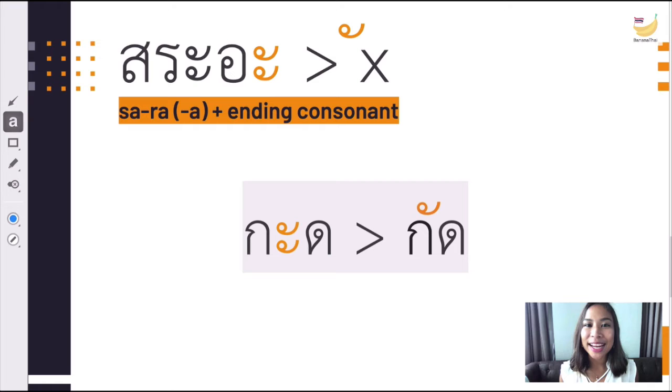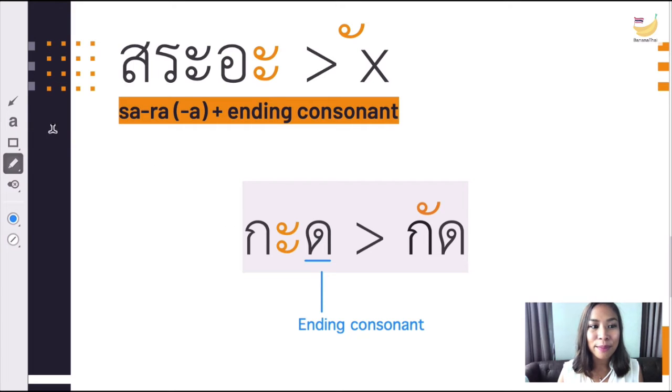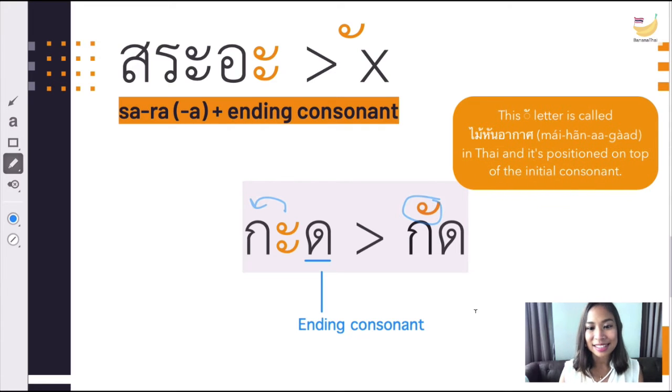However, in Thai language, a vowel can change its form, especially when there is an ending consonant. So let's take a look here. สระอะ with ending consonant. It moved from here up there. So normally it looks like this, right? And it turned to be like this. So take a look here, for example. This is with an ending consonant. When there is an ending consonant, สระอะ moves up to be here, right? So that's why it looks like this.